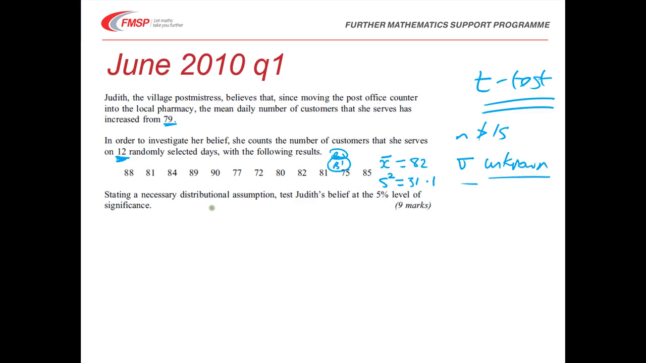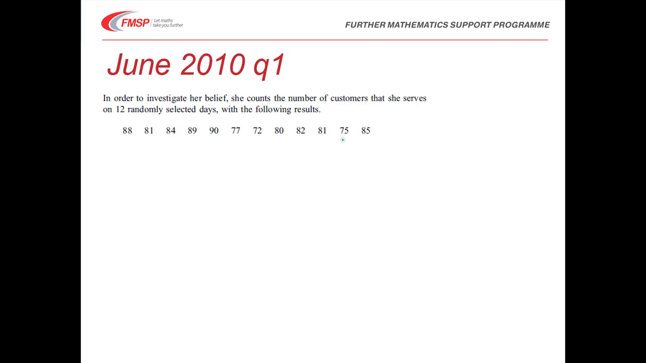Okay, now what is the assumption? Well, to do all of this we need to assume normal distribution. Because n is small, we can't use the central limit theorem. Okay, so if we want to do this, we need to assume this. Okay, and that's going to give me a B mark. So now, let's formalize the test. So what do I need? I need H0, I need H1. Okay, so H0, we're testing whether the mean is 79. H1, we're testing that the mean has exceeded 79. So notice this is a one-tailed test again.